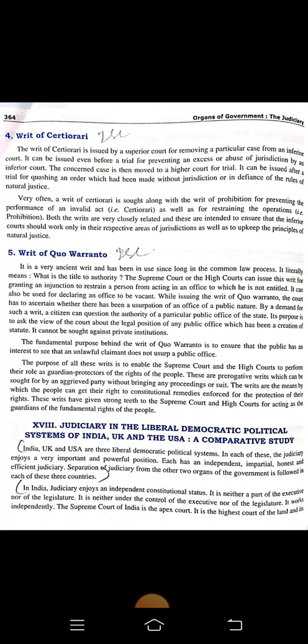Separation of the judiciary from the other two organs of the government makes these three countries really efficient in their judicial systems. In India, the judiciary enjoys an independent constitutional status as it is neither a part of the executive nor of the legislature, and it is under the control of neither. In other words, it is totally independent. The Supreme Court of India is the apex, the highest court of the land, and takes the final decision. The judicial administration is organized, run, and controlled by the Supreme Court of India.